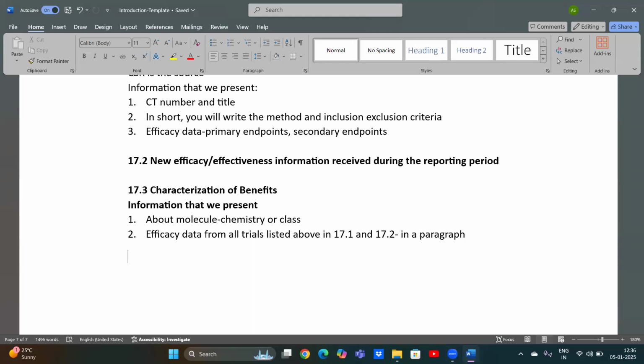Got it, people? What is the difference between innovator and generic writing of this section? Sure.